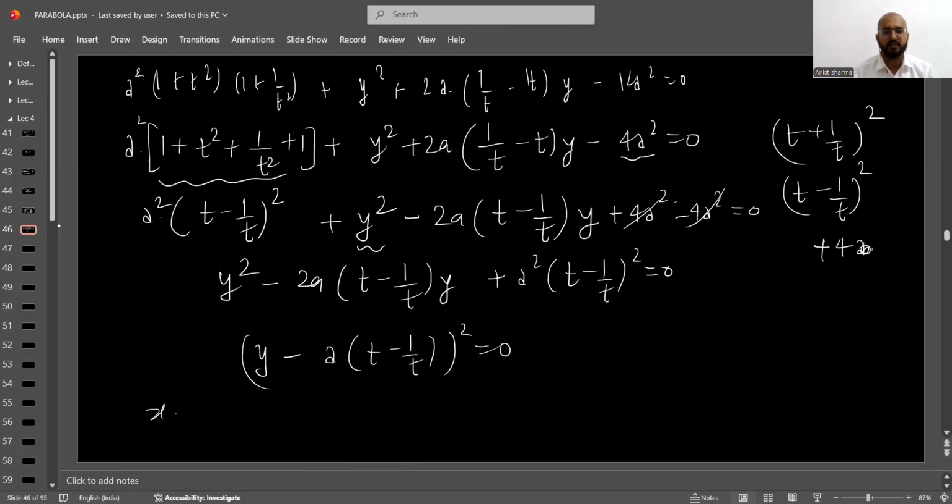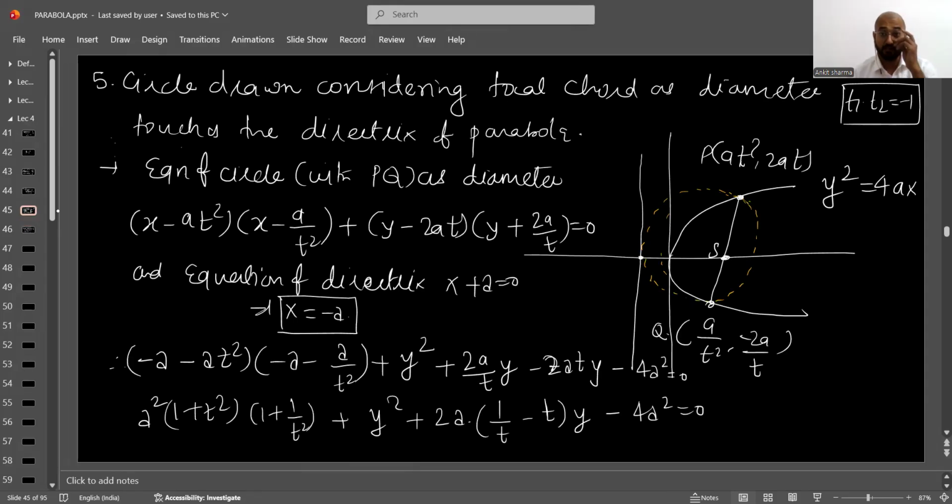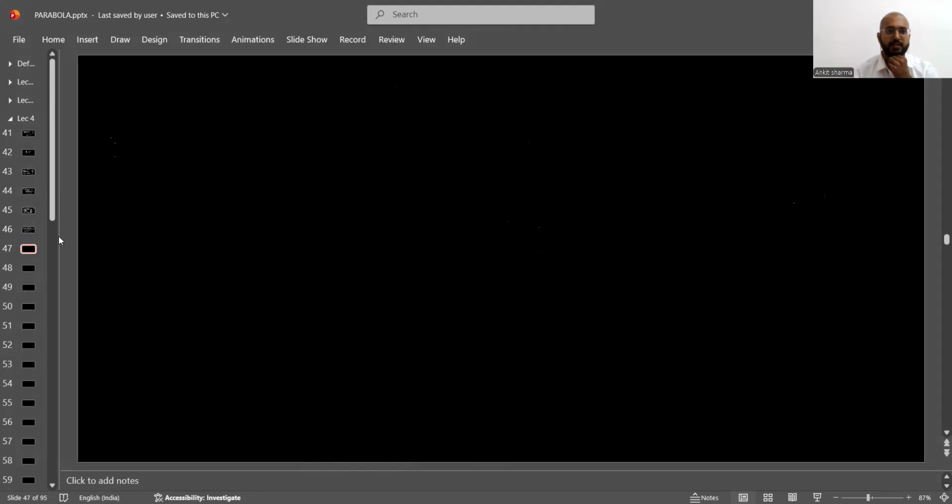So this implies x is equal to minus a is a tangent to the circle. This property also we have established: the circle drawn considering the focal chord as diameter touches the directrix of the parabola. Now, move to the next part.